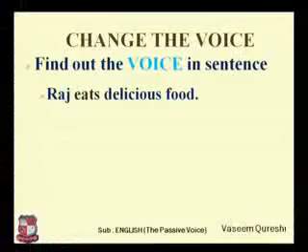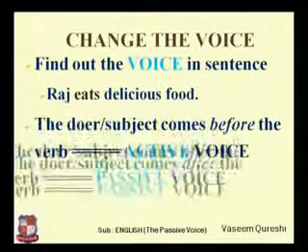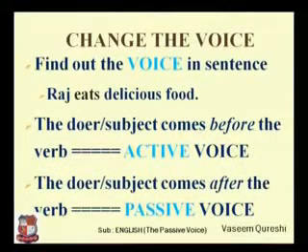Before the verb, when you find the name of the subject, the doer or the person which does the action, it becomes active voice. And when you find out the name of the object before any verb, it will indicate the passive form. Here you can say that Raj eats delicious food. It is in active voice. The doer or subject comes before the verb, it is in active voice, and when the doer or subject comes after the verb, it becomes passive voice.